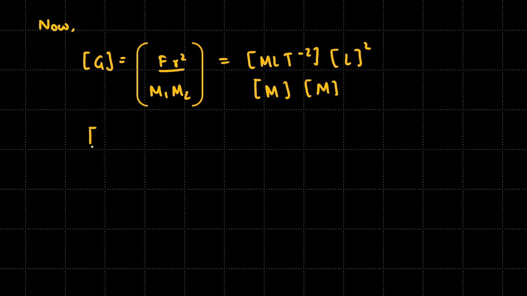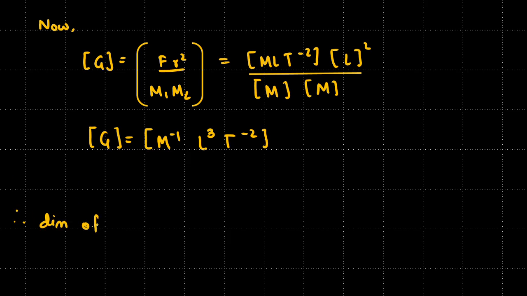So in conclusion, G will have a dimension of, let's look at mass. Mass M by M squared will give us M to the power minus 1, L times L squared will give us L cubed, and T minus 2. Therefore, the dimension of the gravitational constant big G will be M minus 1, L cubed, T minus 2.